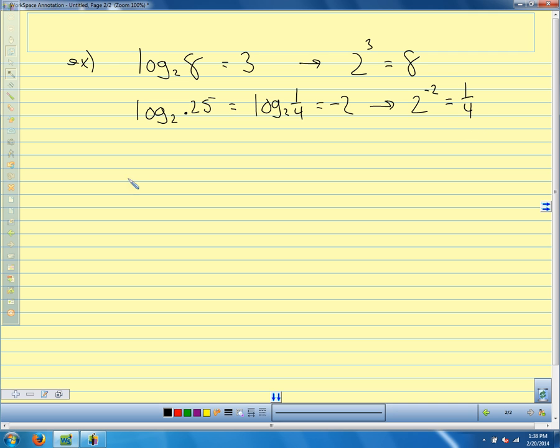All right, how about log base 3 of 81? This is saying what power on 3 gives me 81, or what is the exponent on 3 that gives me 81? What is it? 4, fourth power. Because 3 to the 4th equals 81.